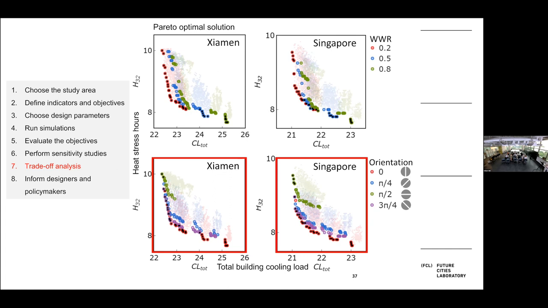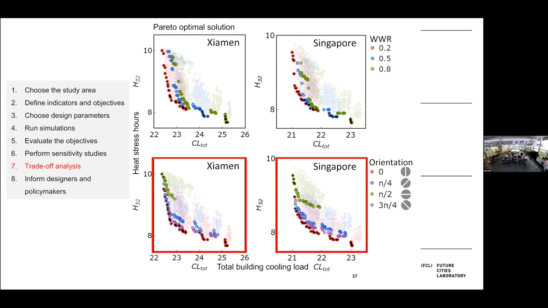So the orientation when the street canyon runs from south to north, it's easy to achieve a lower thermal heat stress hour, shown by the red point, but it always comes at the price of a higher total building cooling hour. And we can see when the street canyon runs from west to east, it's not easy to achieve a lower heat stress hour, which means better thermal comfort, but we can have a lower building cooling load. So you can see from the horizontal axis.